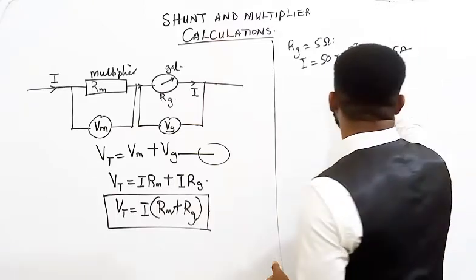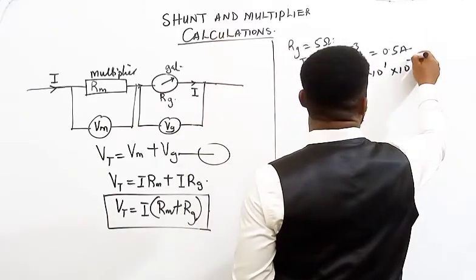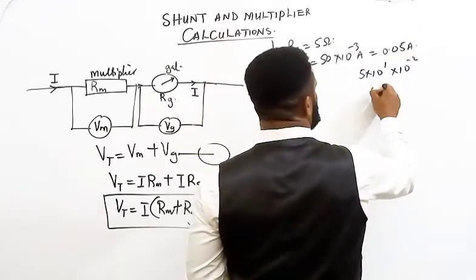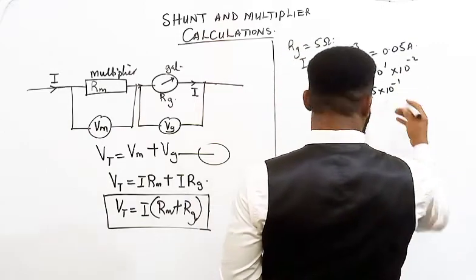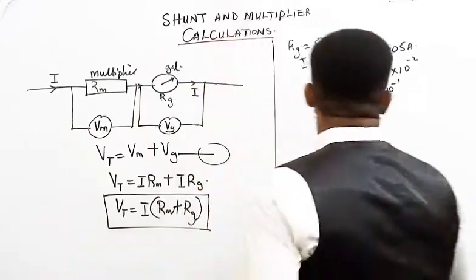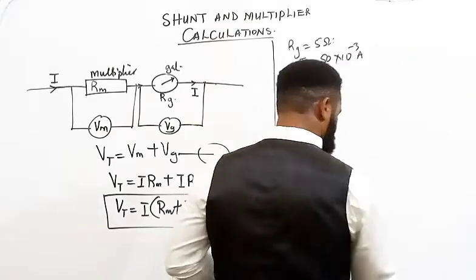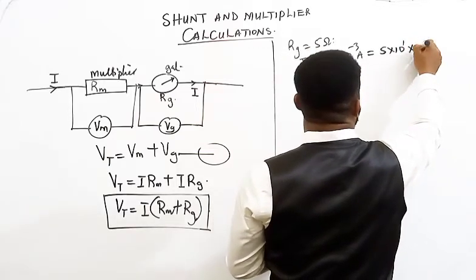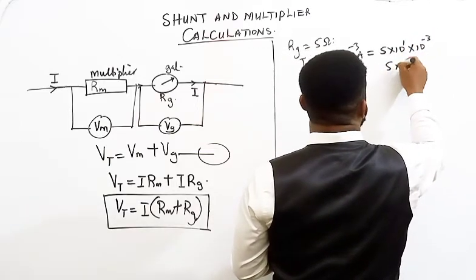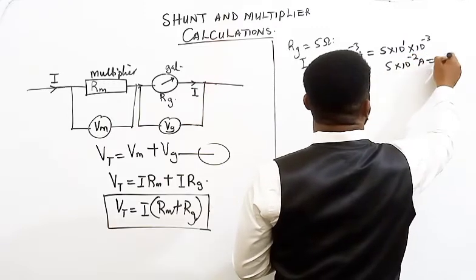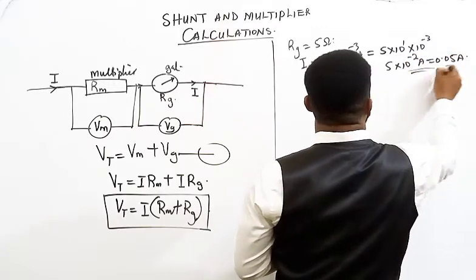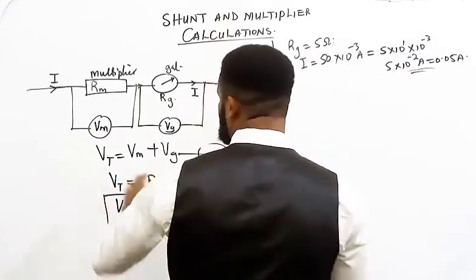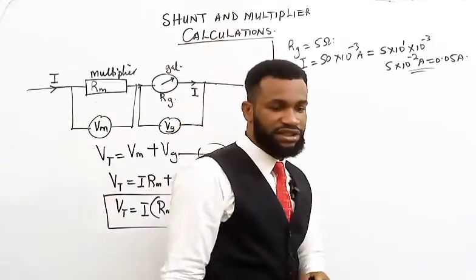Can we prove it? This is 5 times 10 raised to the power 1 times 10 raised to the power minus 3, which is 5 times 10 raised to the power minus 2 ampere, which is 0.05 ampere. This is the current that is flowing through the circuit, because there is only one current that flows through the circuit.